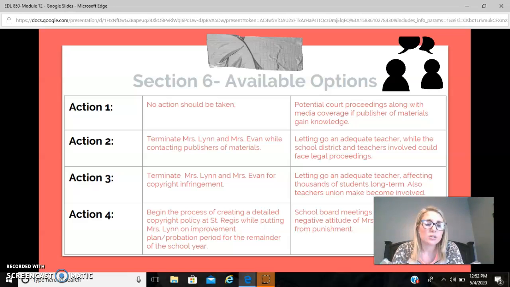Action 3 is to again terminate Mrs. Lynn and Miss Evans for their copyright infringement. This would be again letting go 2 adequate teachers that were not given the appropriate professional development on copyright.